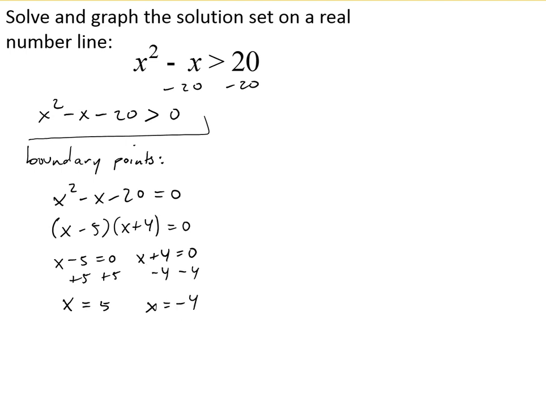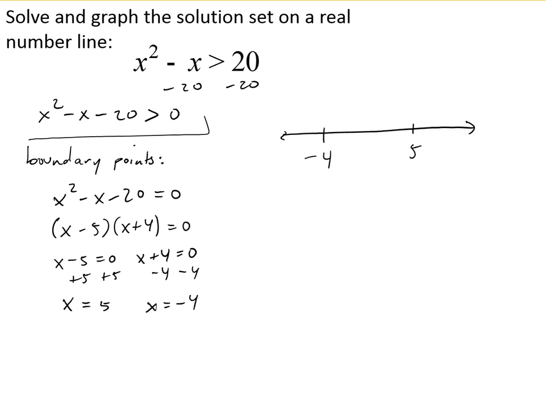Now I want to take those two numbers and set them up on a number line. My number line doesn't need to be incredibly accurate. I just need to make sure I put these two numbers on there in the correct relation to each other. Negative 4 is less than 5, so it should be to the left of 5. These are the only two places where x squared minus x minus 20 equals 0.